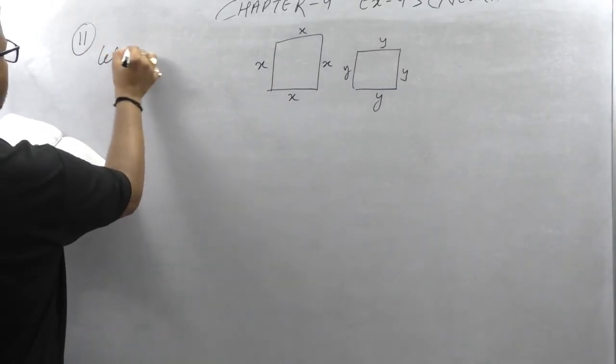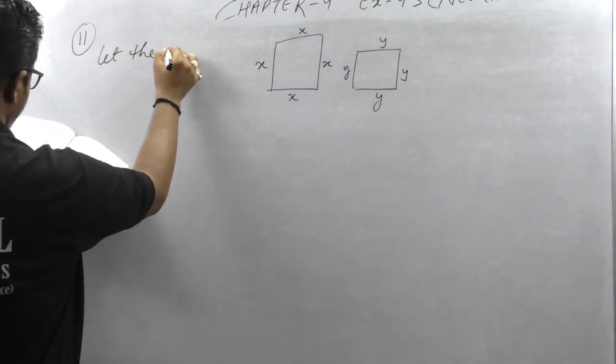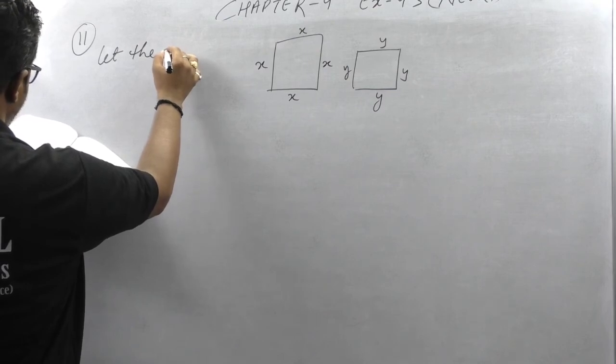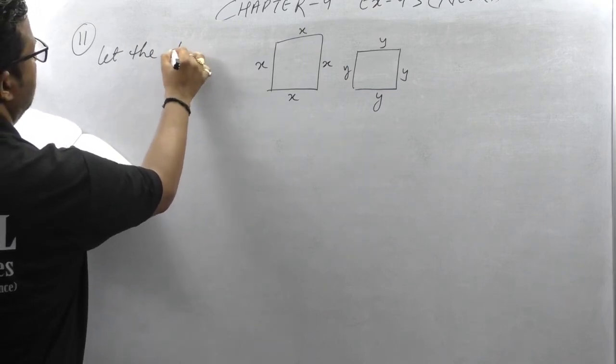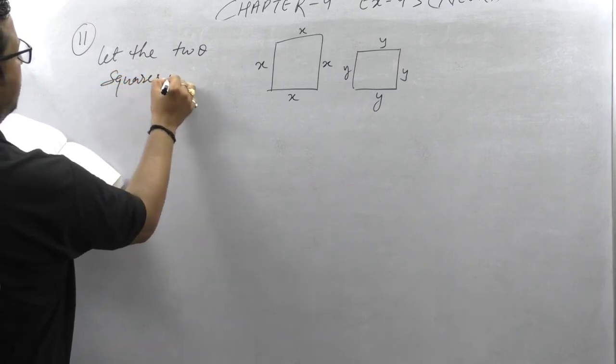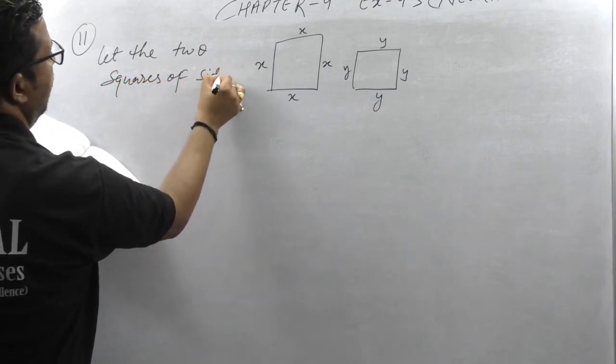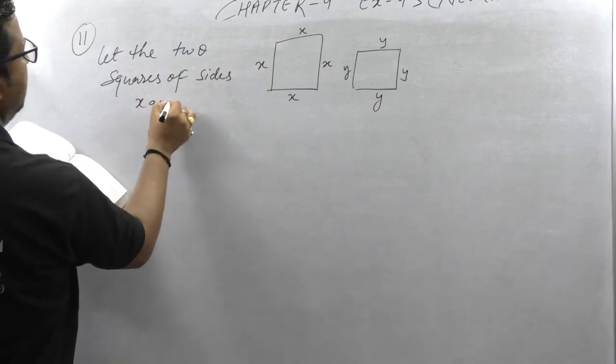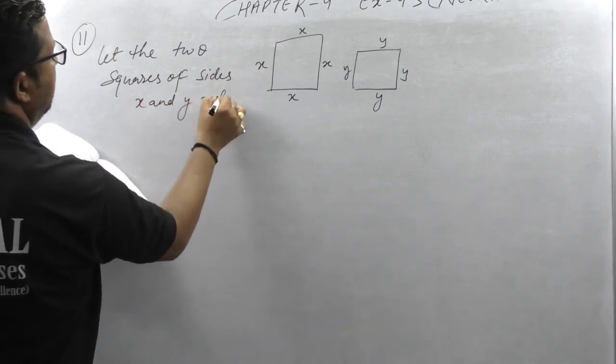So let the two squares, find the side of the two squares. Let the two squares of side x and y respectively.